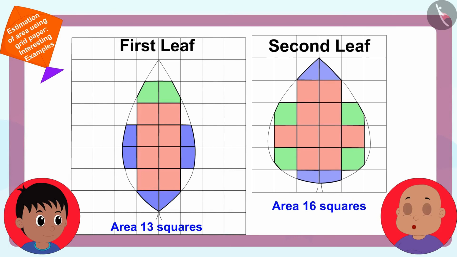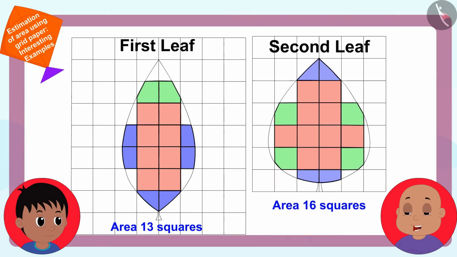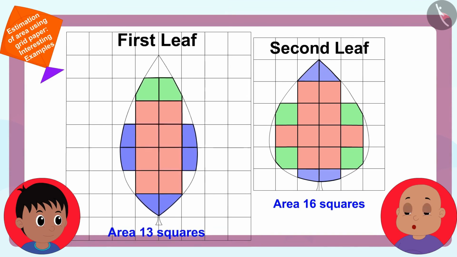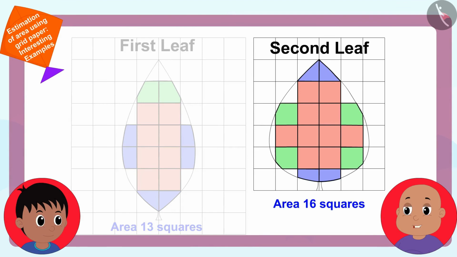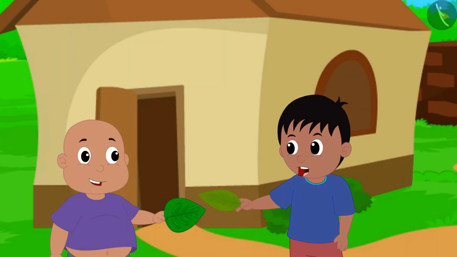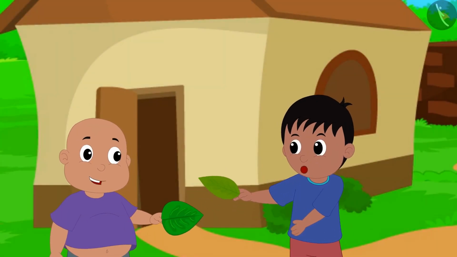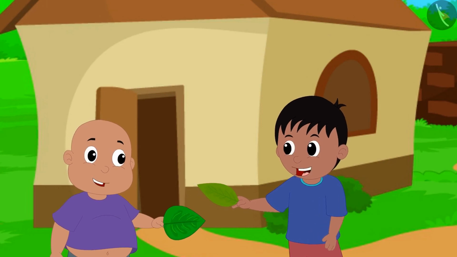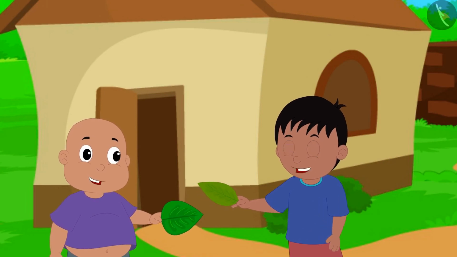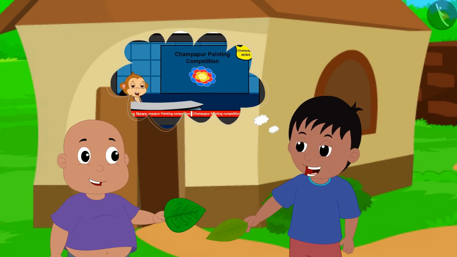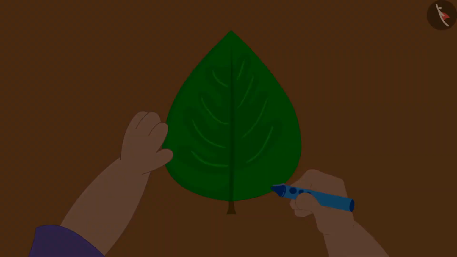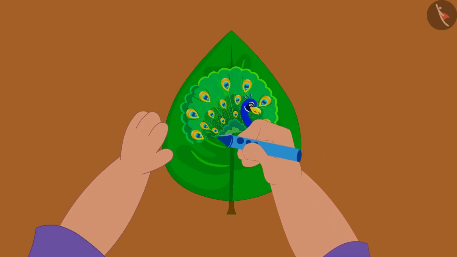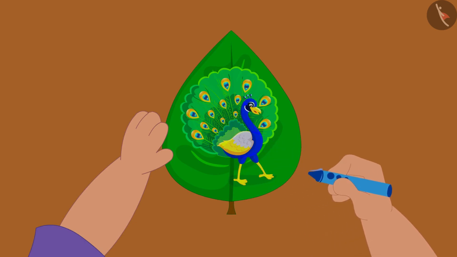Raju, there are 16 squares in the area of the second leaf and 13 squares in the area of the first leaf. This means that the second leaf is larger than the first leaf. Bablu told Raju. Well done, Bablu. We came to know which is the biggest leaf, and you also learned to find the area using a grid paper. Now, let us quickly take part in the competition by painting a beautiful picture on this bigger leaf. The two friends made a beautiful painting on the second leaf.